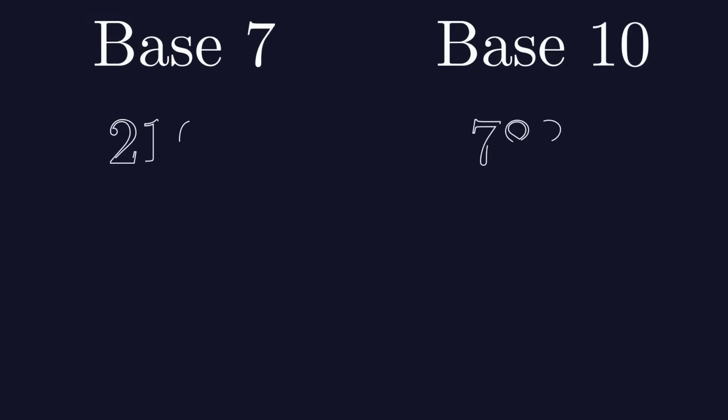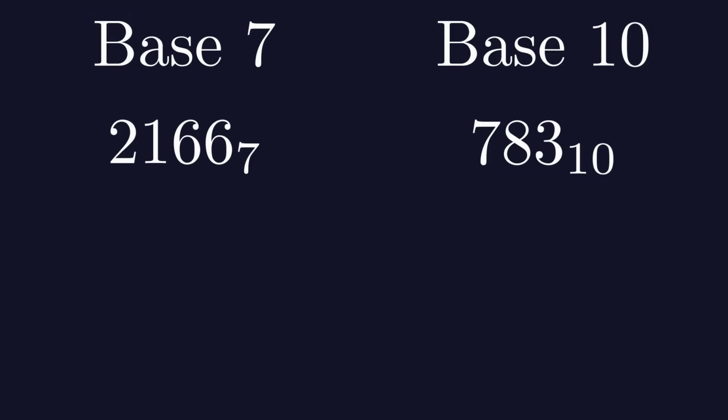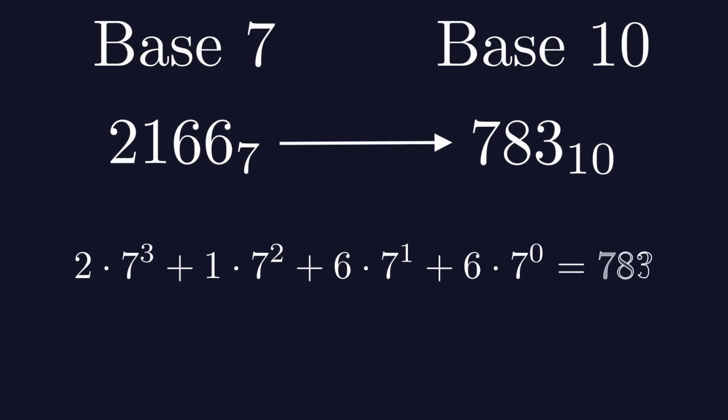From now on, the index in the bottom right corner will represent the base of the number. Numbers without an index will be always in base 10. We can easily convert numbers between different bases. We just multiply the digits by the corresponding power of the base and add them all up.